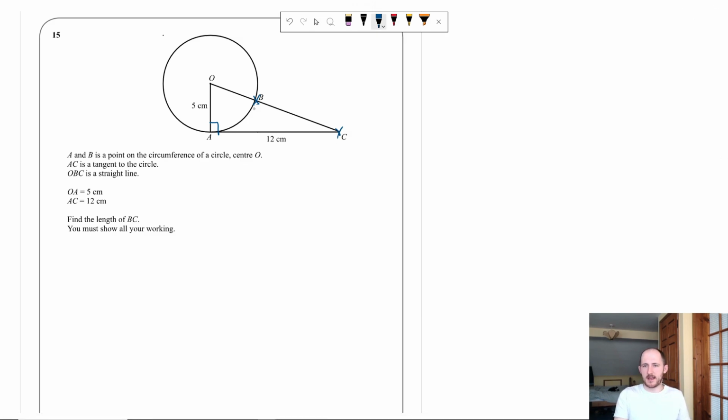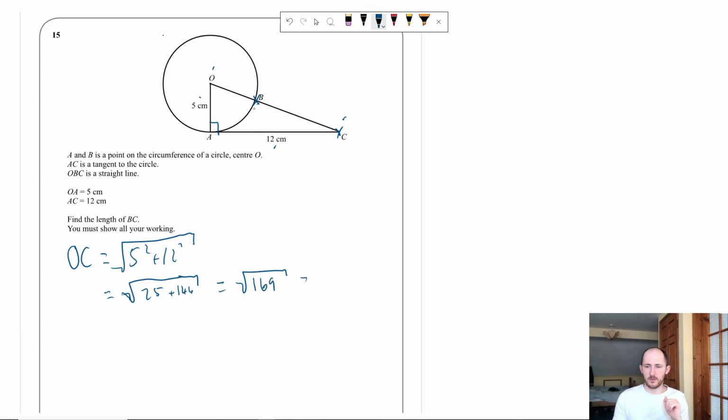If we work out using Pythagoras from O to C, can you see all we need to do is 5 squared plus 12 squared, right? Because our hypotenuse is OC. So we're going to do 5 squared plus 12 squared and then square root it, which gives me 25 plus 144. So that's equal to the square root of 169, which I'm sure we all know is 13 centimeters.